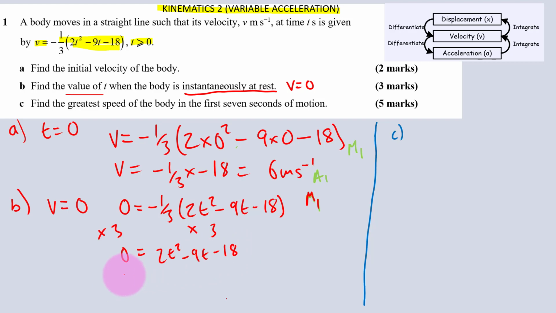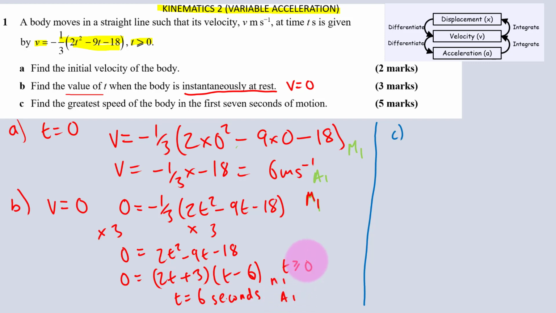Now we should be good at factorising this to solve, so this is just GCSE skills really. So that's 2t, and we're going to get a plus 3 and a t minus 6. We know t is greater than or equal to 0, so it's clear to see that the answer is t equals 6, and that is quite easily solved. Now, doing this bit gets you another method mark, and that gets you your answer. That's an easy 3 marks as well.